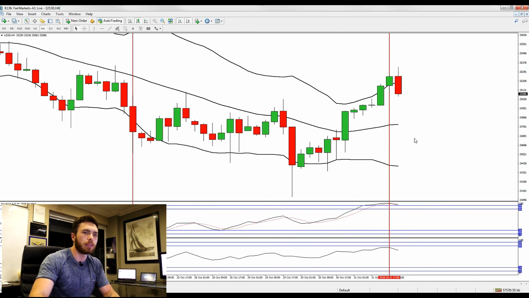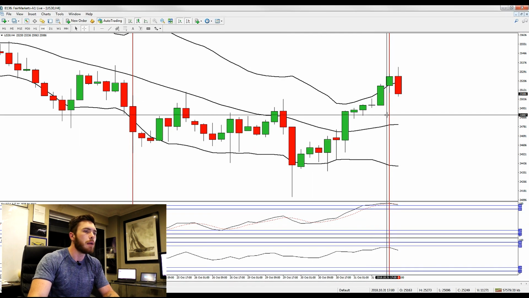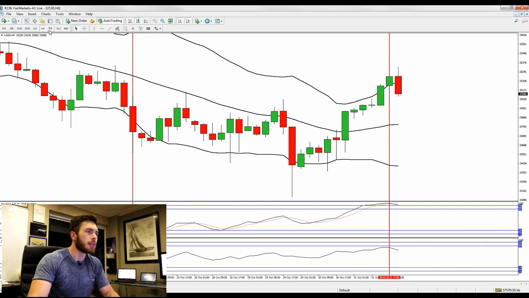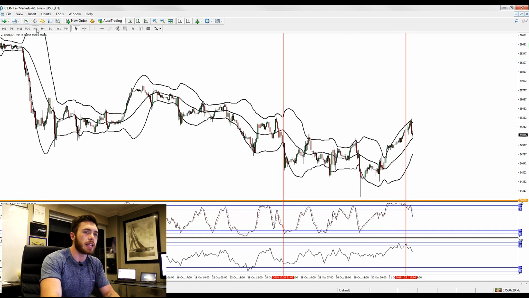So right now, this evening, we've got just a little bit of a sell-off. We had a very strong move today. But the big reason why I wanted to show you this is specifically to show you the difference between what we can see on the hourly charts and what we can see on the daily charts.